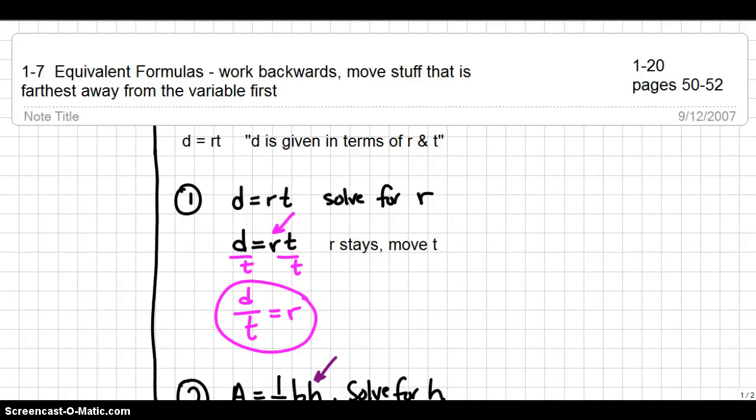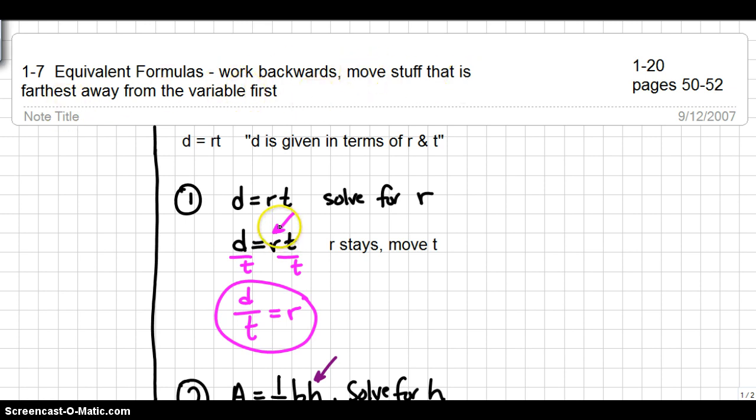This lesson is for Advanced Algebra, Lesson 1-7 on equivalent formulas. When students are working with equivalent formulas, it's basically the same process as solving equations, only it's working with more letters than numbers. Students need to remember to work backwards and move stuff that's farther away from the variable first.